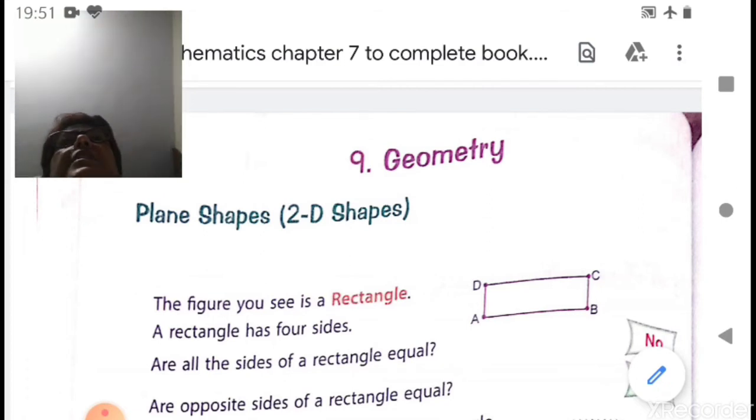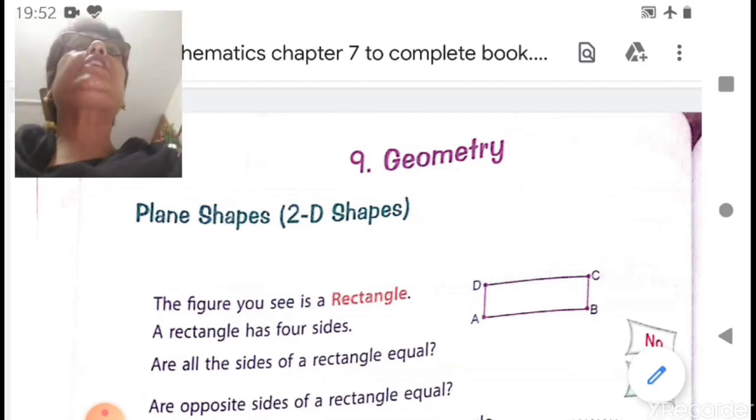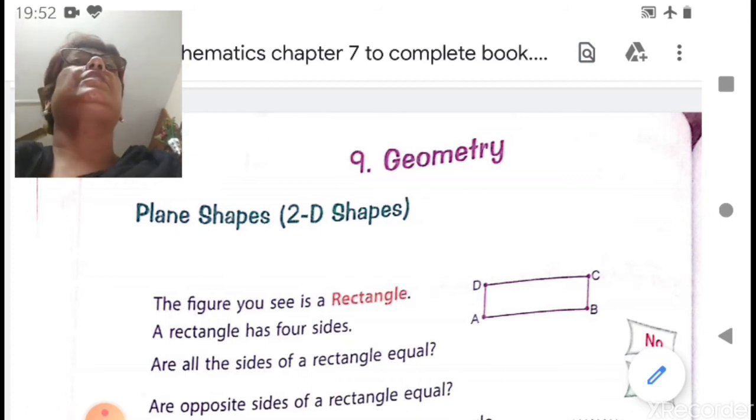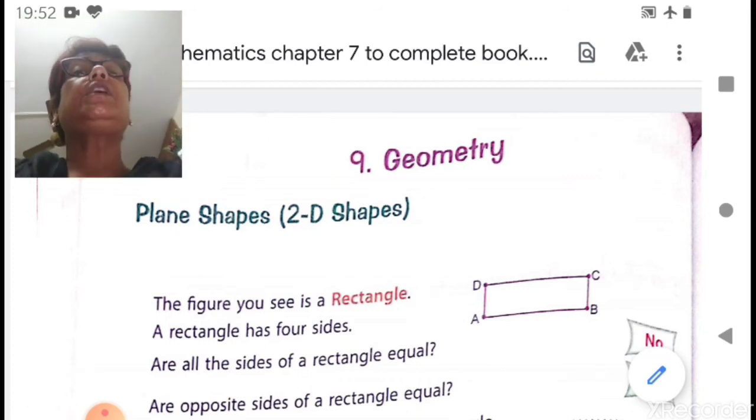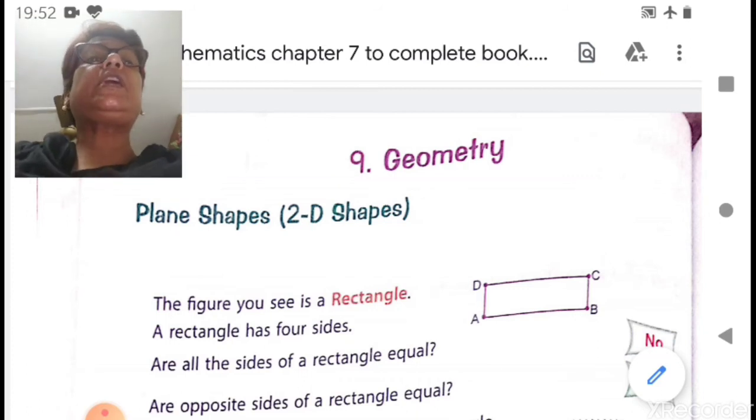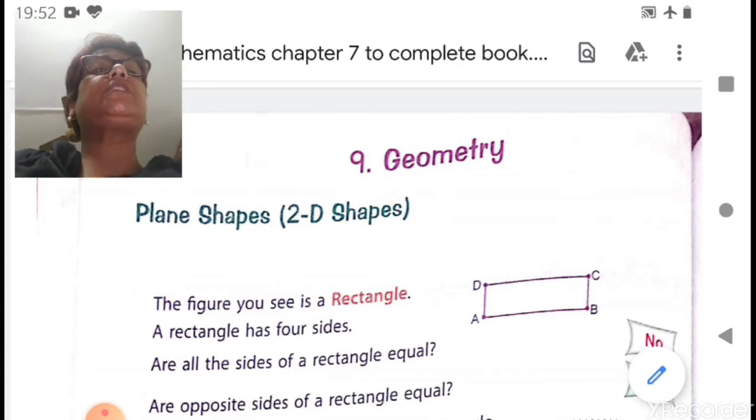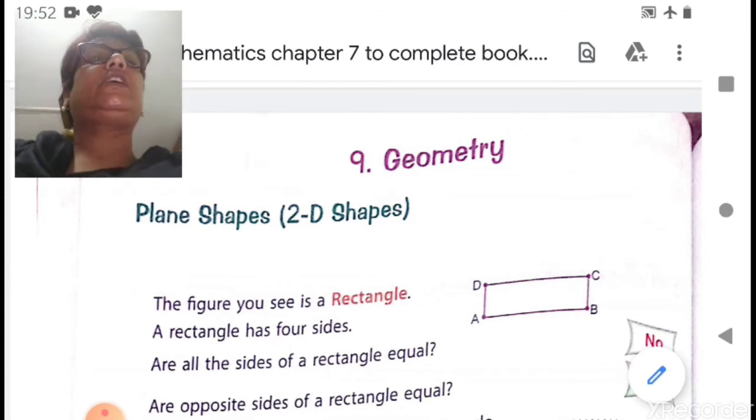So what are these? Circle, square, rectangle, triangle. What are these? These are different shapes. Okay, these are different shapes. So today I am going to start the chapter geometry.